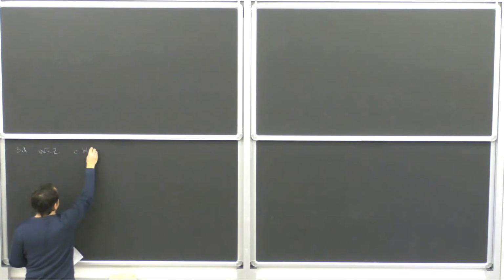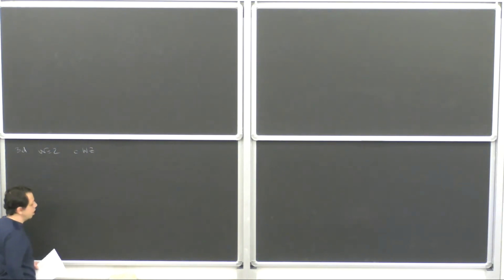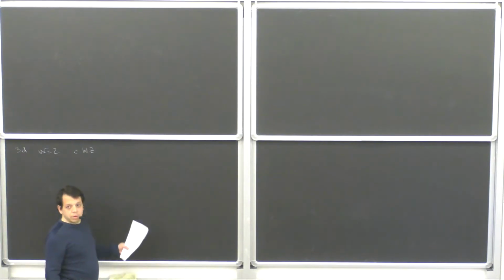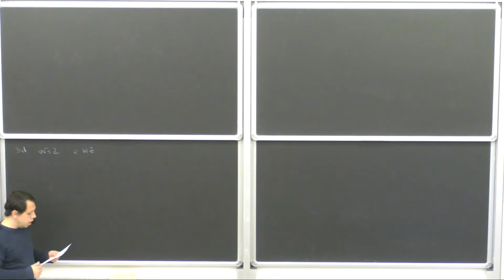So let's continue with this 3D N equals 2 critical Wess-Zumino model, which we claimed yesterday, or I claimed, is the infrared fixed point of this classical Lagrangian theory that we were writing down.